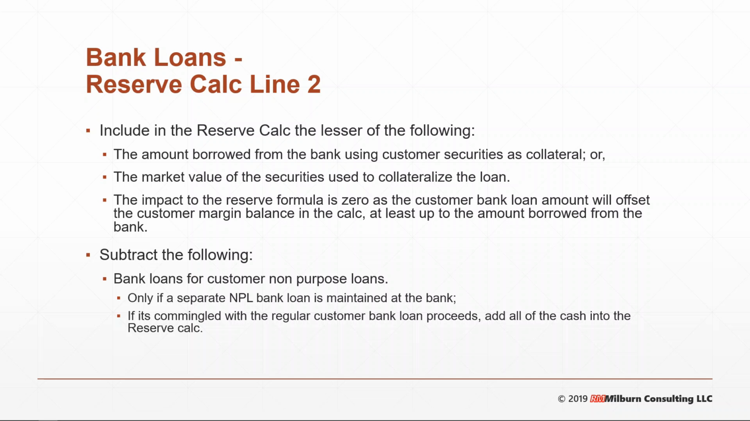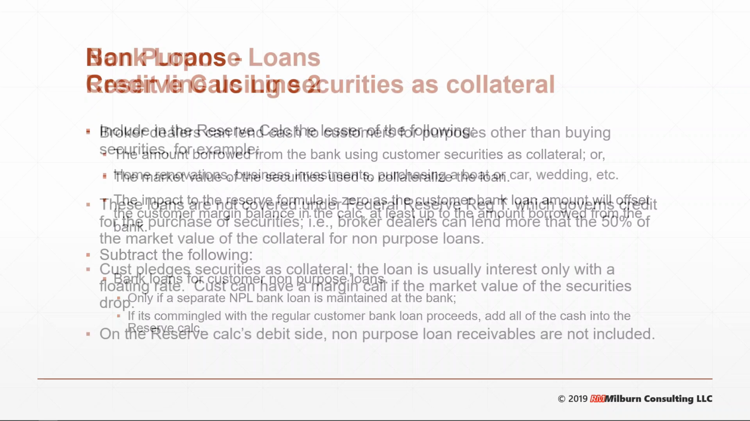Now, there's an item that you're going to have to subtract, and that's if you've ever gotten a bank loan for customer non-purpose loans. Only if a separate non-purpose bank loan is maintained at the bank are you able to subtract that out. If it's commingled in with the regular customer bank loan proceeds, then you have to add all of the cash into the reserve calculation.